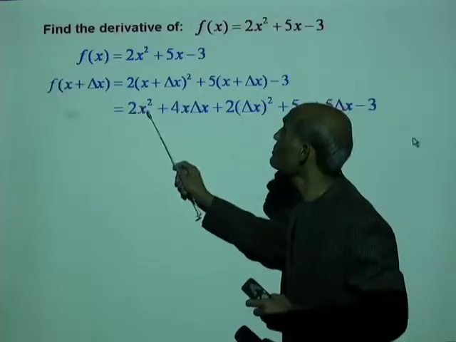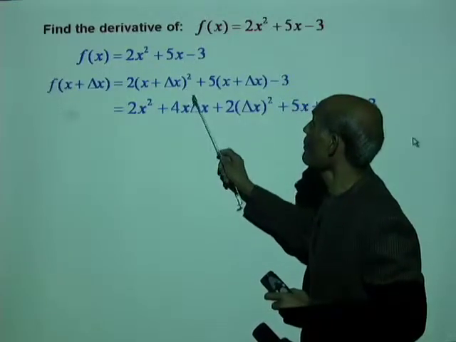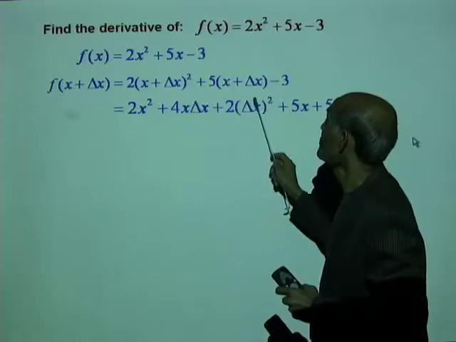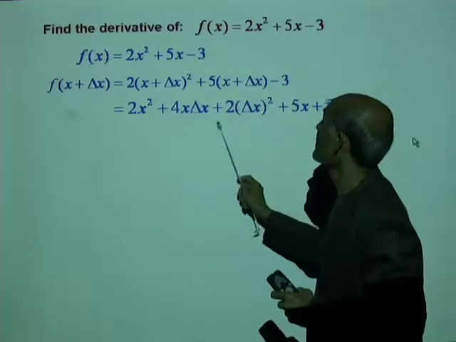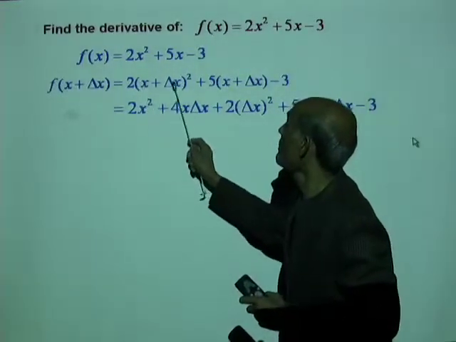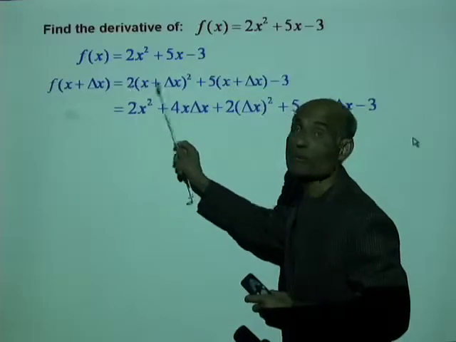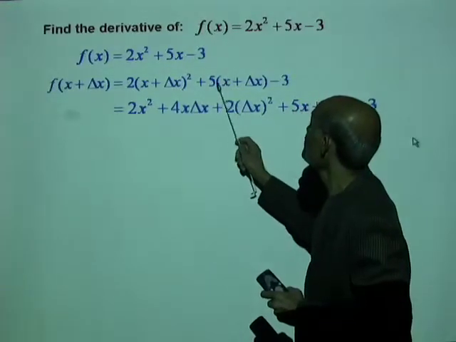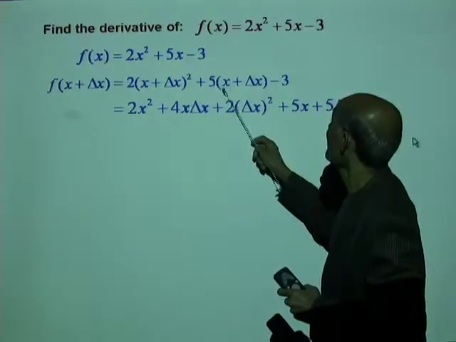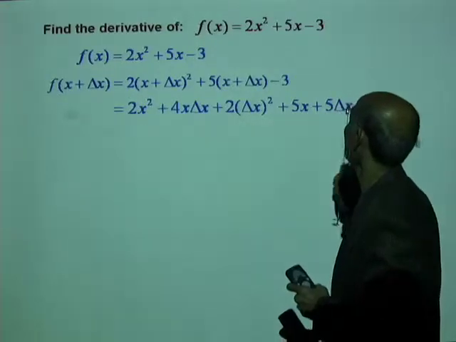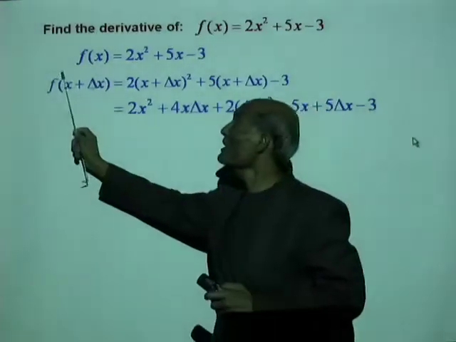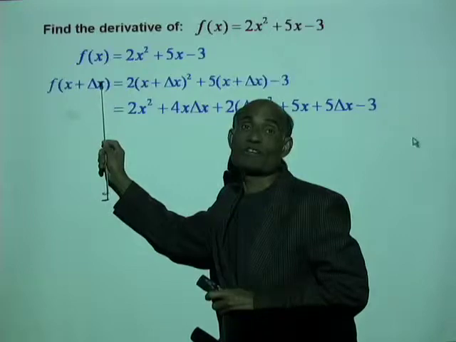So that will be 2x squared plus 4x delta x plus 2 delta x squared. These 3 terms come by expanding this and multiplying by 2. And distribute this: plus 5x plus 5 delta x minus 3. This is f of x plus delta x.